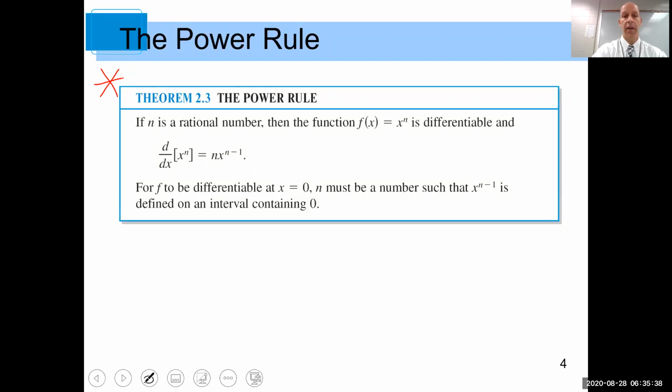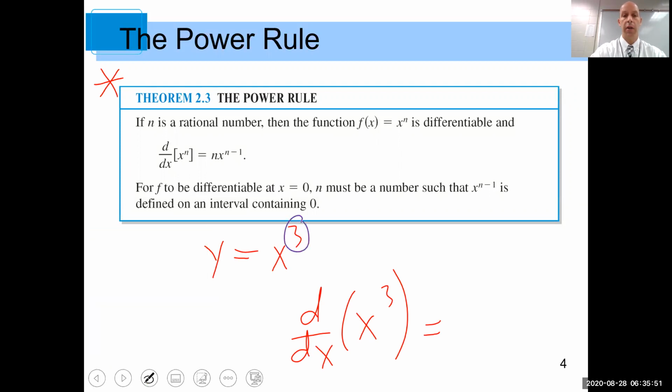So for example, if I told you that y was equal to x to the third, then d/dx of x cubed is simply, identify your exponent. Your exponent here is 3. That number goes to the front. You leave the variable the same, so it's x, and then you subtract 1 from the exponent, so then it's going to be 2. So this is your power rule. The exponent comes to the front, and then you decrease the power by 1.